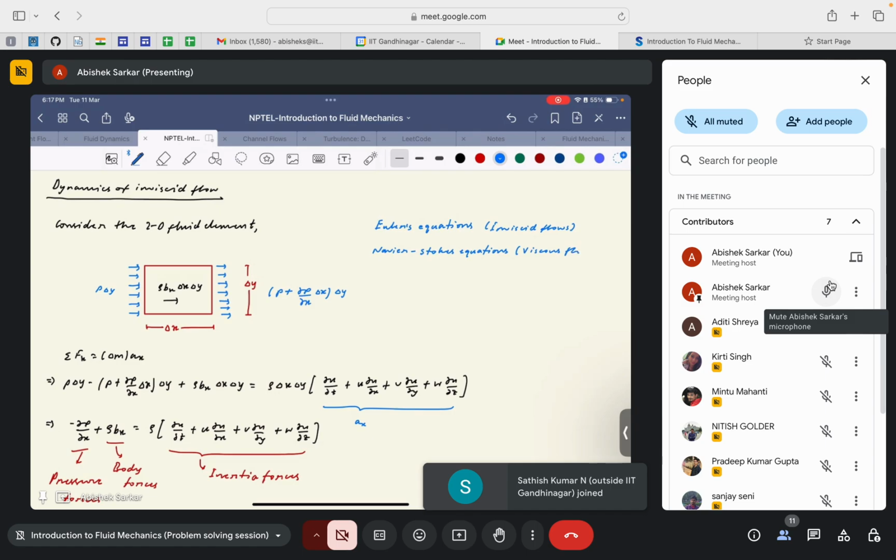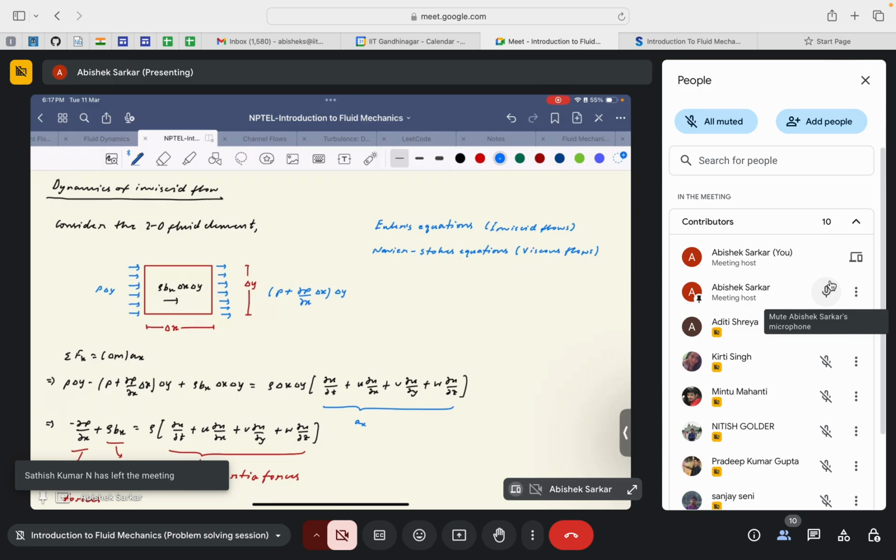But the primary question that may come to your mind right now is: if inviscid flows, or fluids having zero viscosity, are a concept that is not relevant from a practical perspective, then why study it?